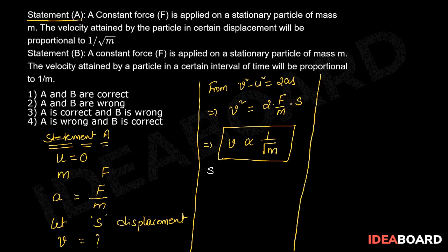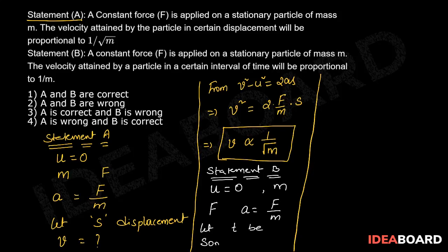Now let us consider statement B. According to this statement, the particle has started from rest, its mass is m, and it is acted upon by a constant force F. So acceleration produced in it is F upon m. Let t be some time. Then we want to find out the value of its final velocity at the end of t time.